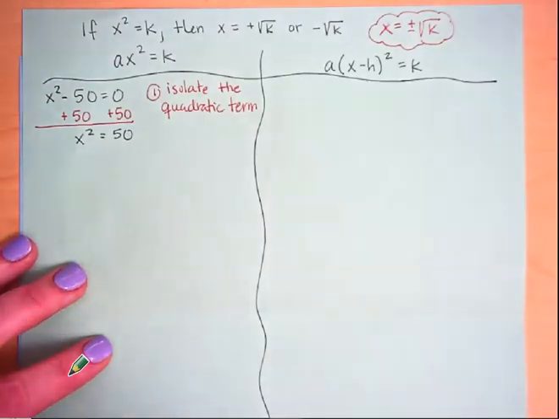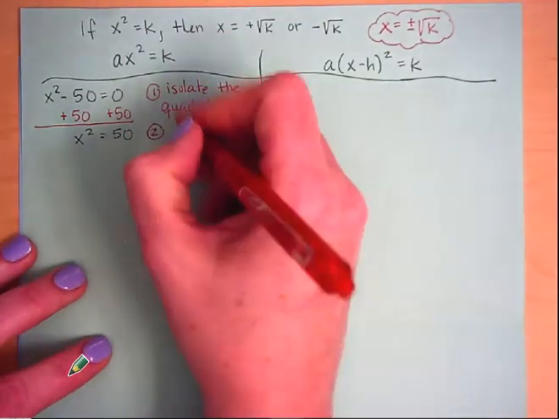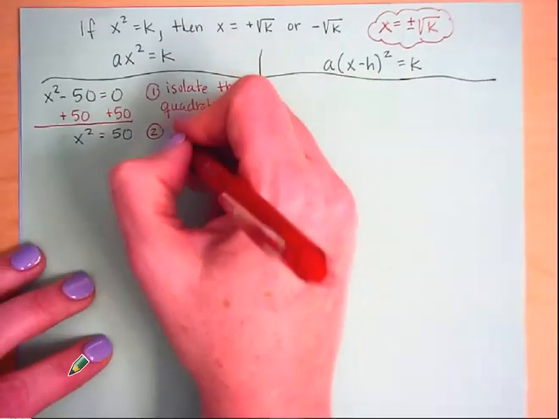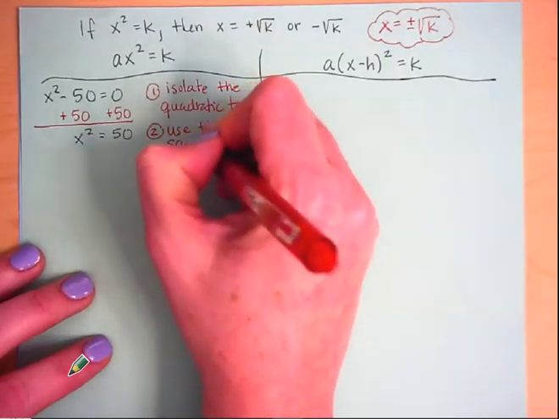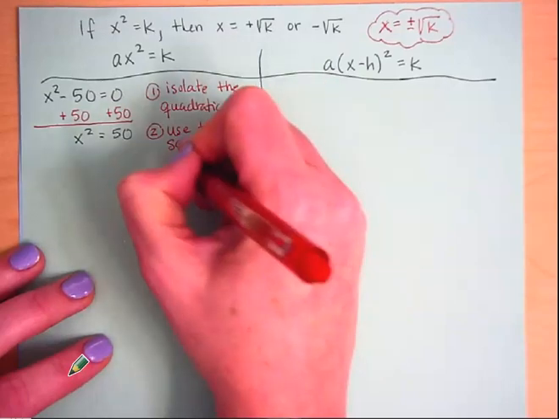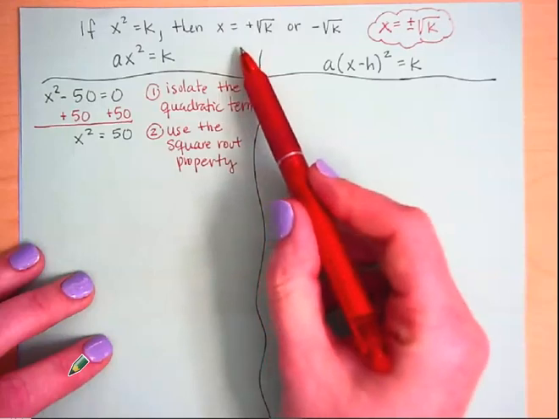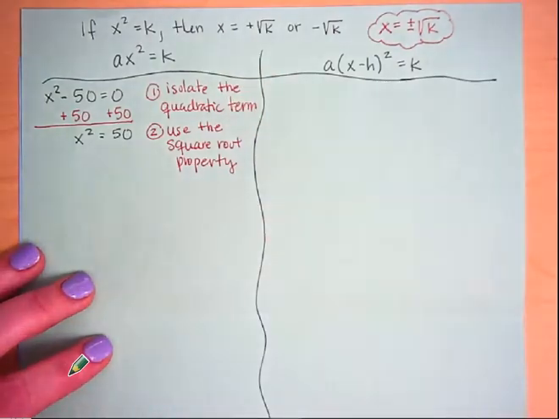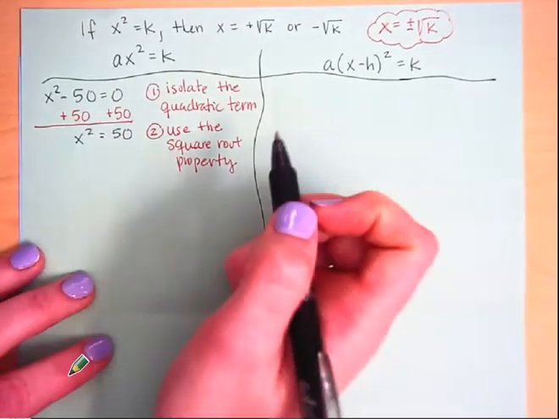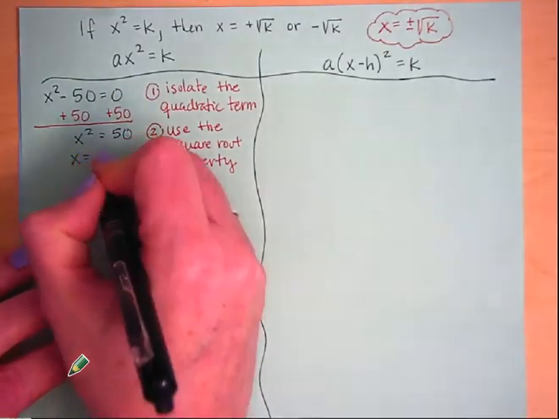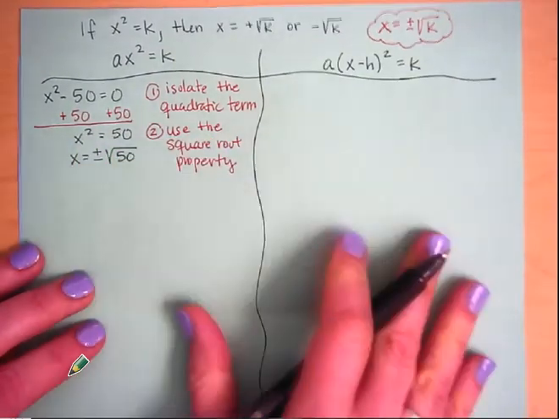So once that happens, now I can square root both sides. So what I want you to write for step 2 is use the square root property. And that's what we wrote up at the top. So how that's going to look here is this. I square root both sides, and that means that x equals the plus or minus version of the square root of 50.